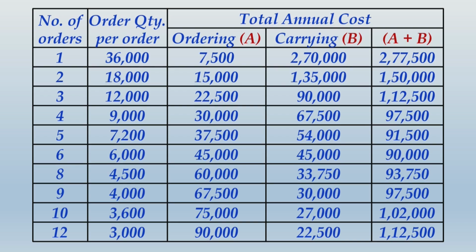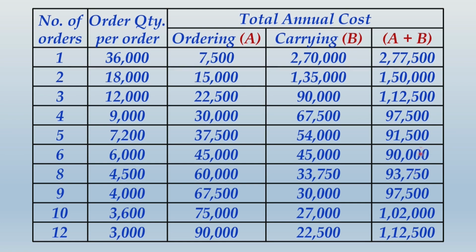Alright friends, I am sure you have completed writing this entire table. Now what is to be understood over here? Please carefully observe the last column, the column of total cost. Our objective is to minimize the total cost, right?